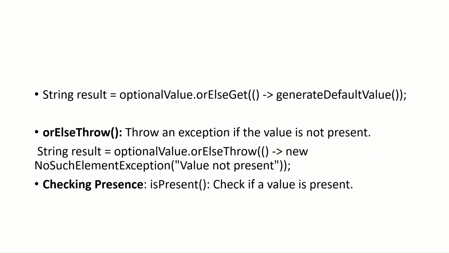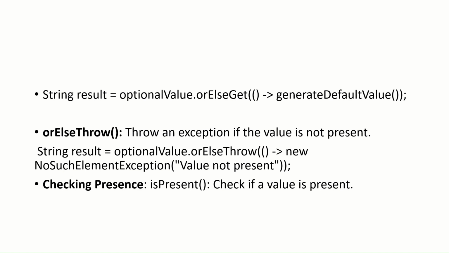Now let me go to the next slide, and here you can see how we can use the orElseGet method. You can see the orElseGet method expects a Supplier, and with the help of a lambda expression, we are calling the supply method of the Supplier and providing some value here. Okay, now coming to the next method that the Optional class has, orElseThrow, which is used to throw an exception if the value is not present.